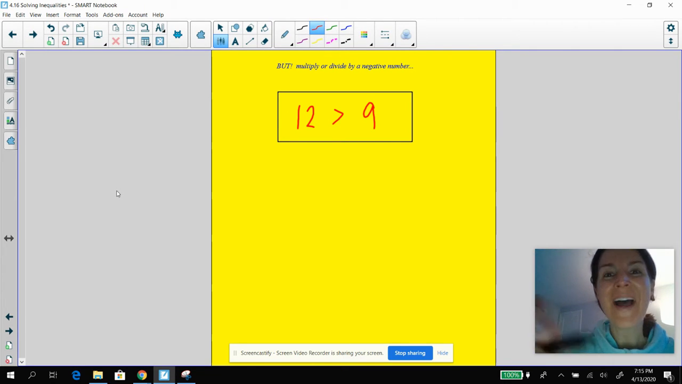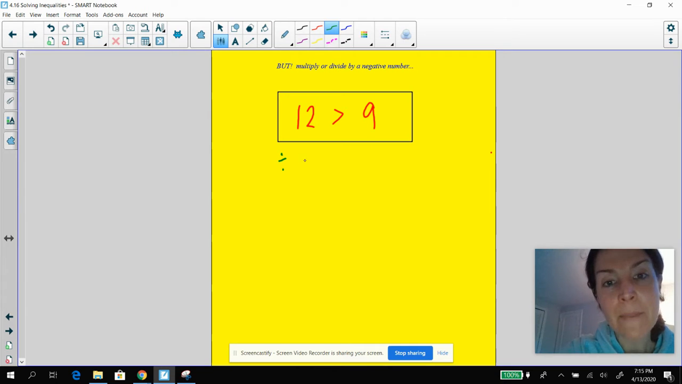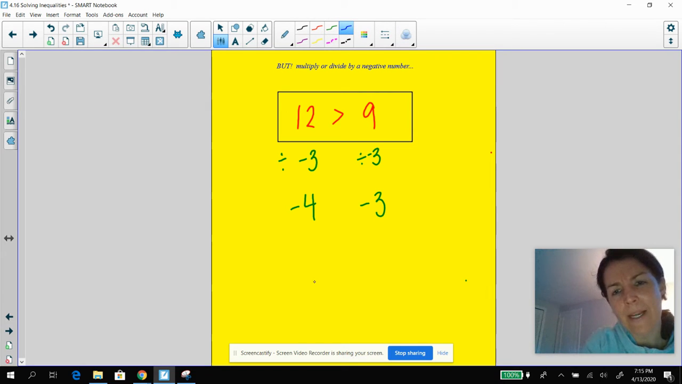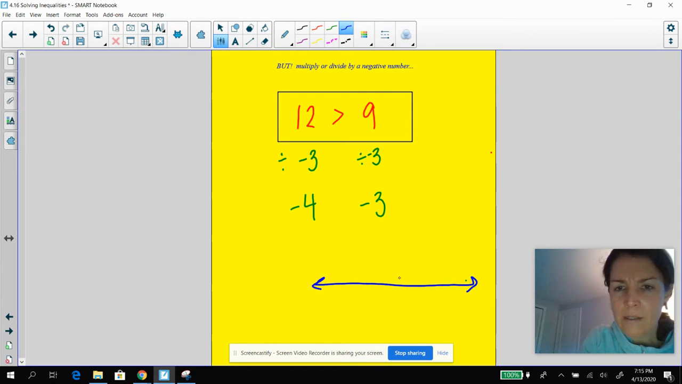So now I'm going to divide both sides by -3. I divide the left-hand side by -3, and I'm going to divide the right-hand side by -3. 12 divided by -3 is -4, and 9 divided by -3 is -3. So if I think about a number line here, I've got a 0, and I've got -3 here, and then -4 there. -3 is closer to 0.